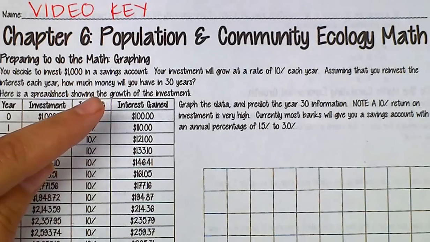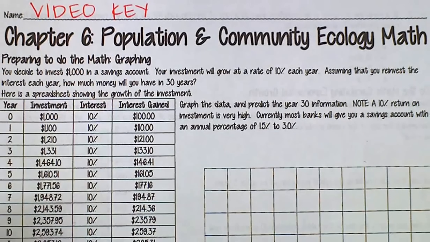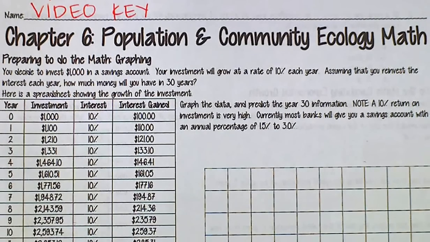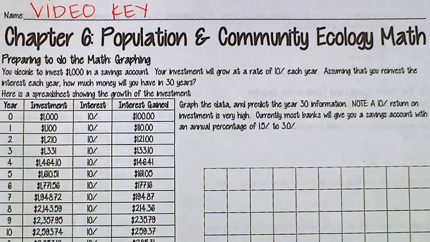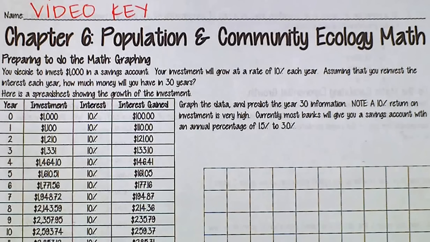It says a 10% return on an investment is very high. Currently, most banks will give you a savings account with an annual percentage rate of 1.5 to 3%. But for the purposes of our lesson today, we want to use a nice round number, so we're going to use 10%. All right?